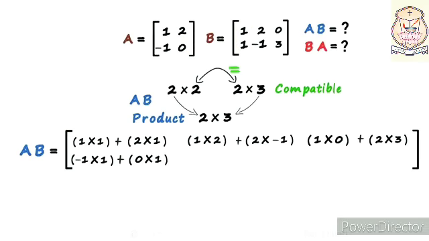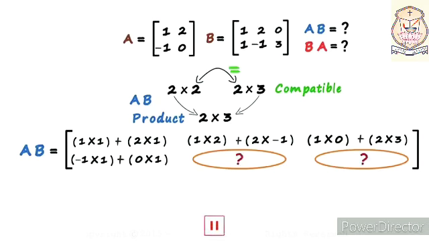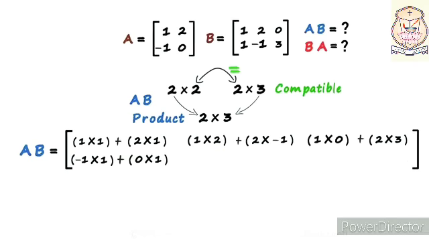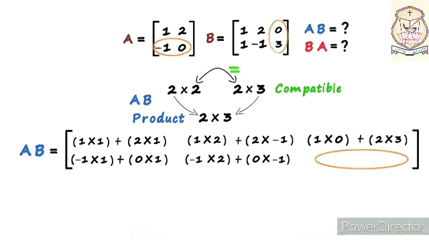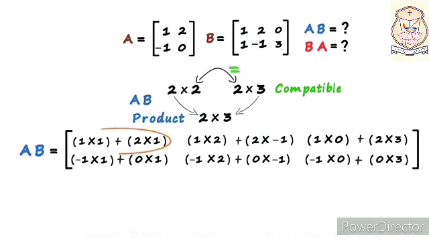Why don't you try finding the elements in these two positions? Pause the video and give it a shot. For the 2/2th element, we multiply the second row with the second column to get this. And for the 2/3th element, we multiply the second row with the third column to get this. It's quite easy to remember. 1/1th, first row, first column. 1/2th, first row, second column. 1/3th, first row, third column, and so on.